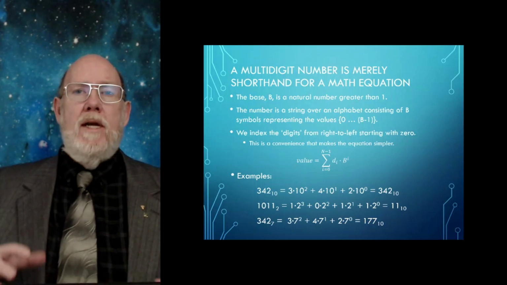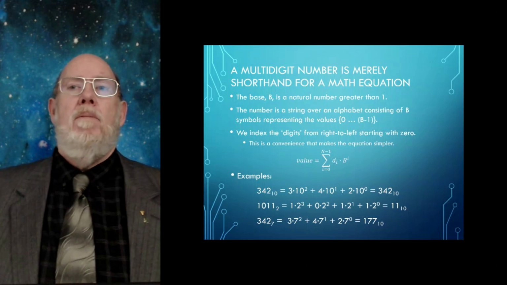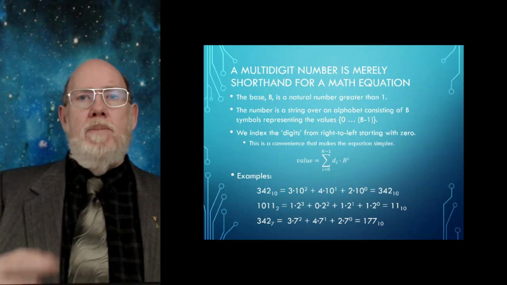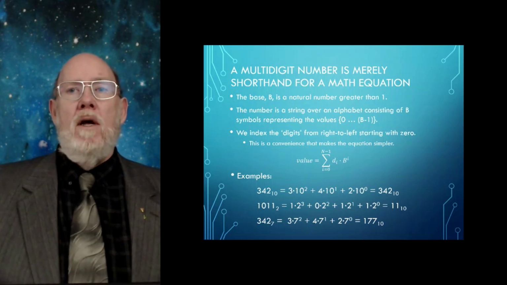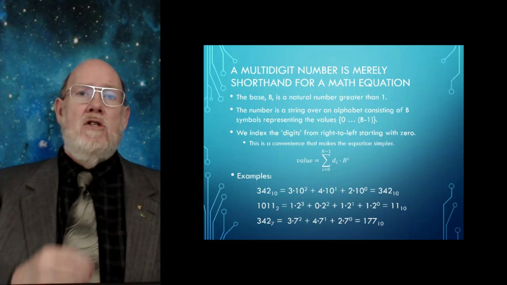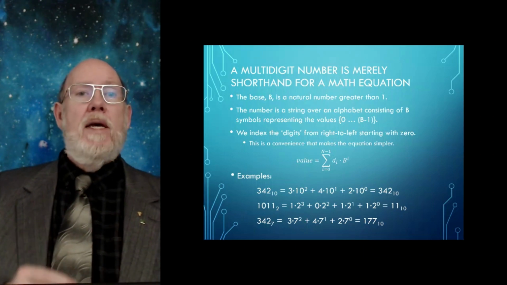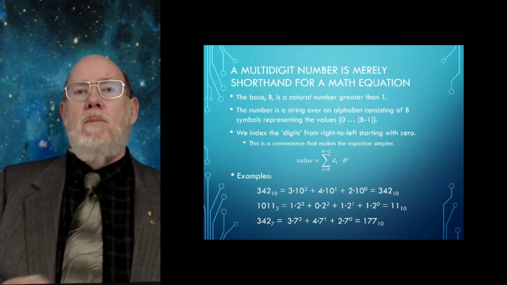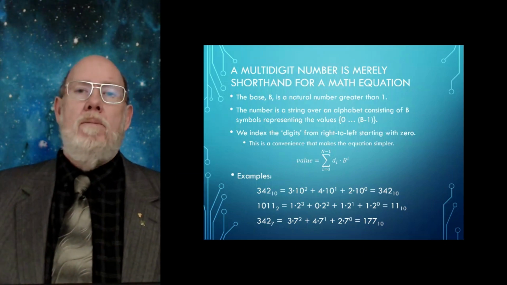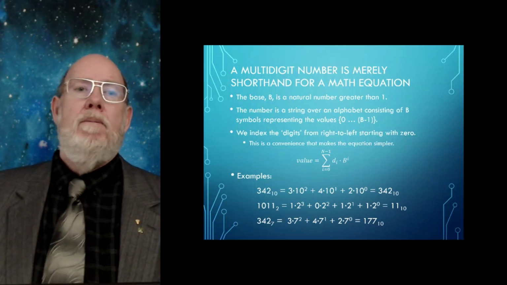First off, we'll see that a multi-digit number is really just a shorthand notation for a math equation. If we have a particular base b, which for our purposes will always be a natural number greater than 1, the number that we see is just a string of symbols drawn from an alphabet consisting of b distinct symbols. Each one of those symbols represents a value somewhere between 0 and b minus 1. So in our decimal number system, we have the digits 0 through 9.